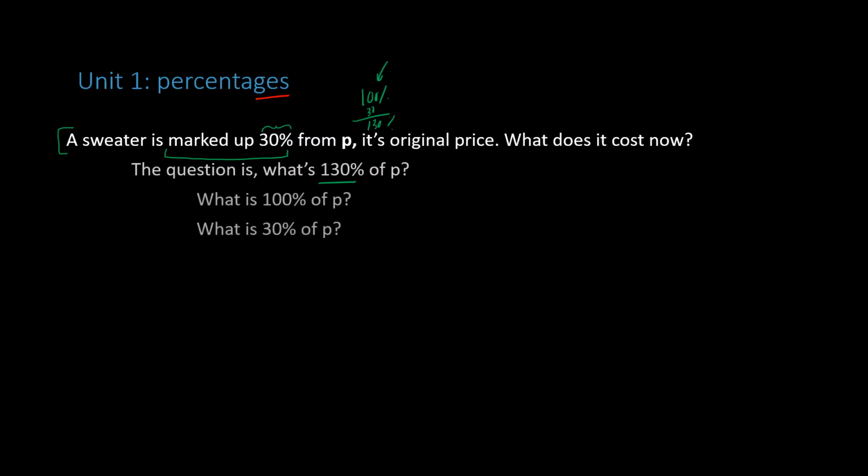Remember that 100% of something is just itself, right? So 100% of P is just P, or 1P, right? And it's important to include this coefficient. Students often forget it. What is 30% of P? Well, 30% would just be 0.3 times P, right?